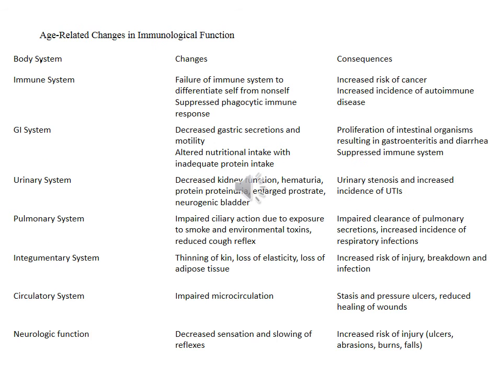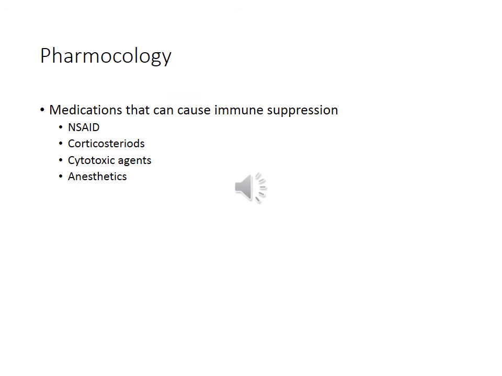And then read through the age-related changes in immunological function. It goes through each system and tells you what the change is and what the consequence is. And then we look at pharmacology, and these are medications that can cause immune suppression. So NSAIDs, corticosteroids, cytotoxic agents, and anesthetics can cause immune suppression.